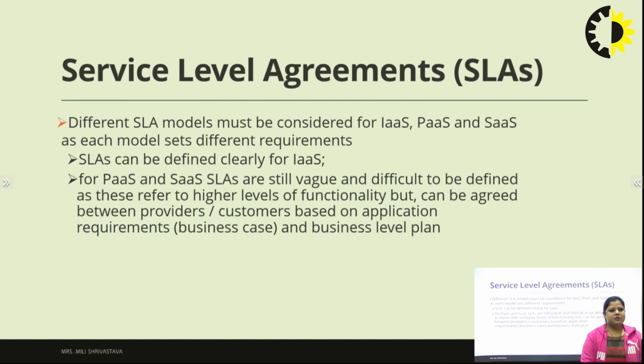Different SLA models must be considered for infrastructure as a service, platform as a service and software as a service, as each model sets different requirements. SLAs can be defined clearly for IaaS. For platform as a service and software as a service, SLAs, that is service level agreements, are still vague and difficult to define, as these refer to higher levels of functionality, but can be agreed between providers and customers based on applications, requirements, business cases and business level plan.